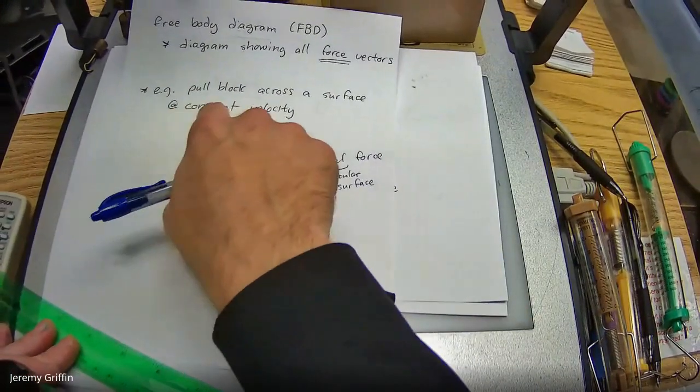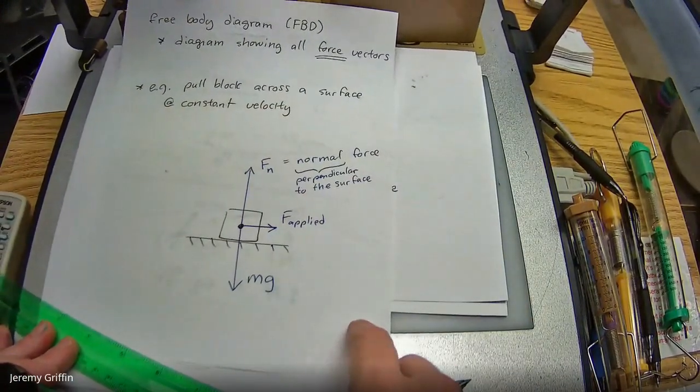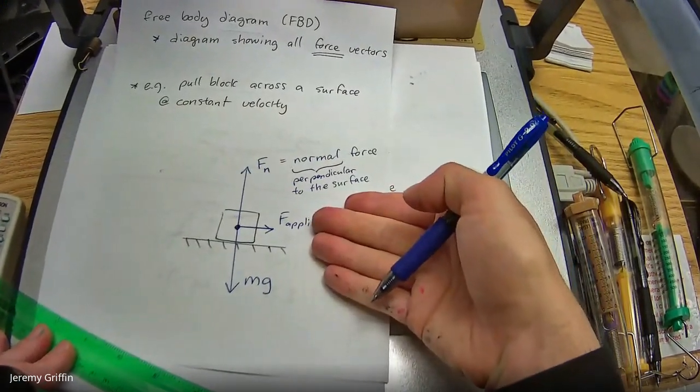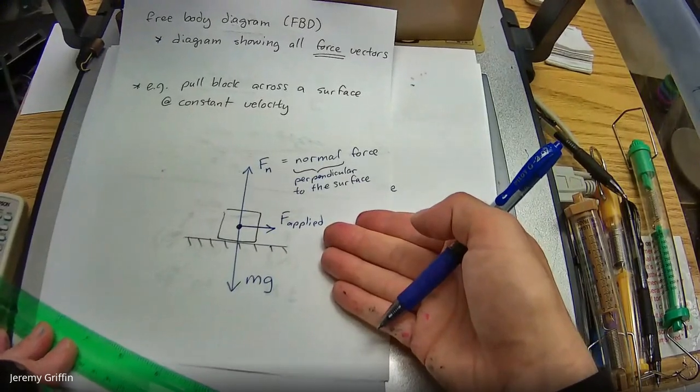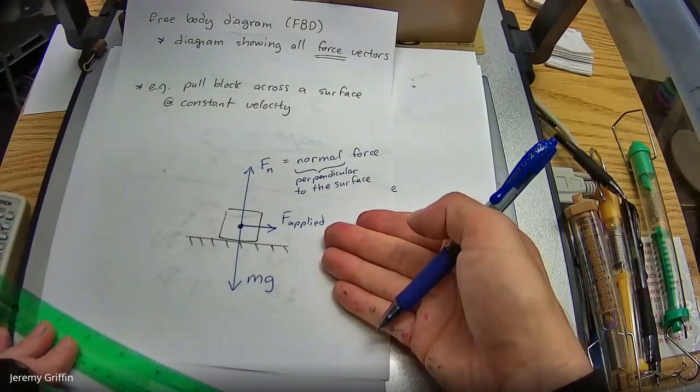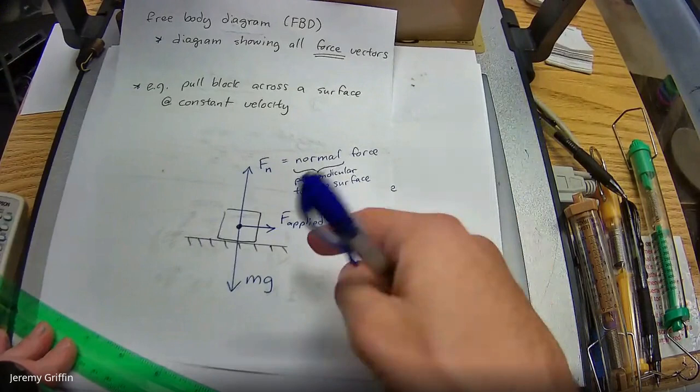See this last stipulation I did? Constant velocity. See, if I just draw this free body diagram and I walk away, is this free body diagram exactly as it's shown right now consistent with constant velocity? Is there a net force on this block?